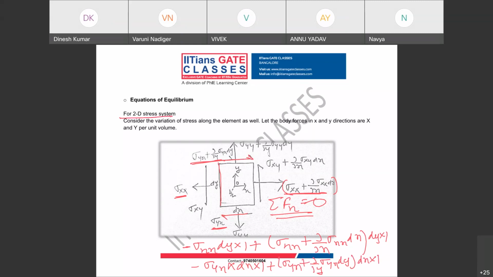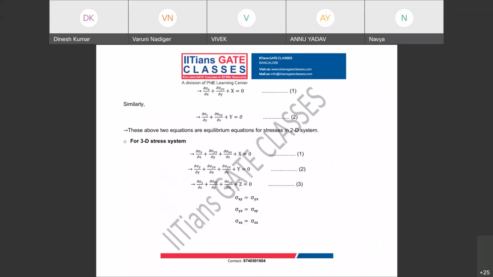So for 2D case we always take thickness as unit. Then there is a body force, which is capital X into dx into dy into 1, because it's per unit volume, right? So force into volume. Yes, sir. This is equal to 0. Now you can see this term will get cancelled, this term will get cancelled. Now simplify. What equation do you get? This equation. So now is it clear? Okay, sir. Clear, sir.